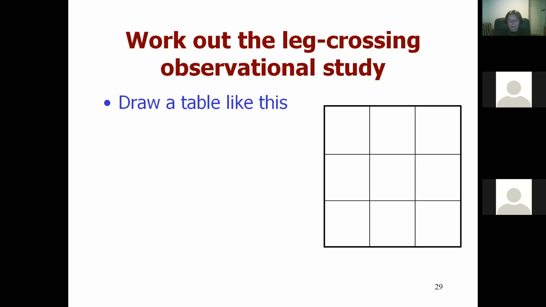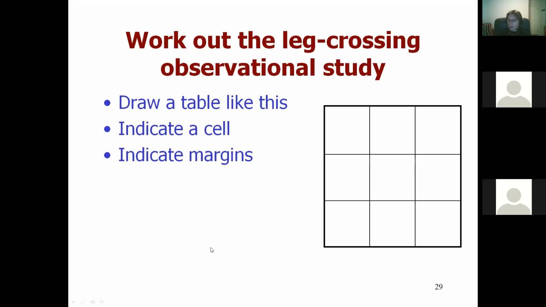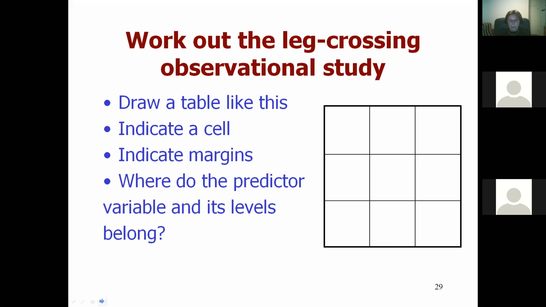Doesn't matter. All right. I'm going to ask a couple of questions that I will clarify in a second. What is a cell in this table? That's question number one. I also would like you to guess what a margin is and where these margins are. Should not be a very difficult question. They are outside of the table. And then I'm asking you another question in terms of how to lay out this table. Where do the predictive variable and its levels belong?